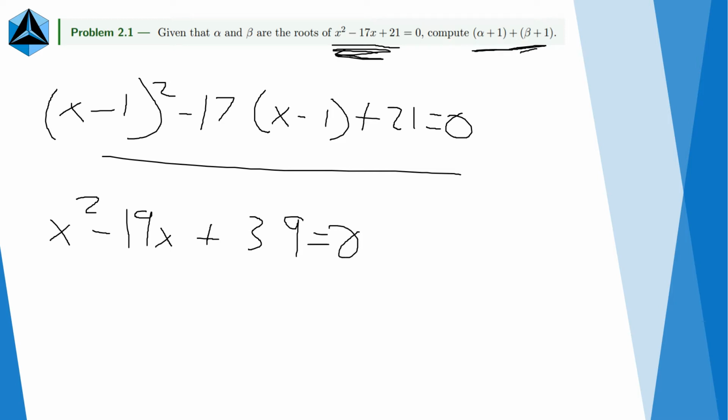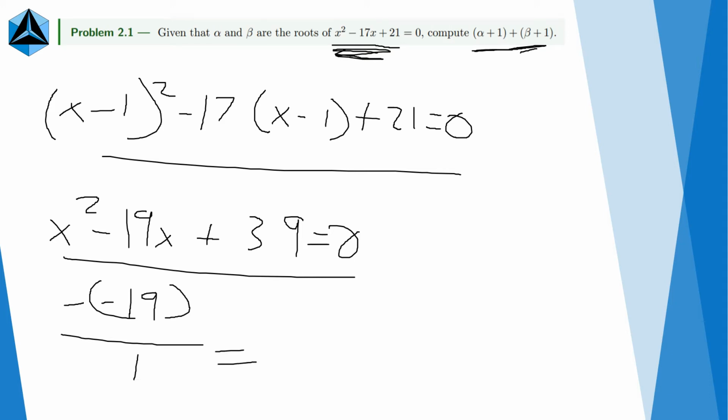So now we just want to find the sum of alpha plus 1 and beta plus 1. So that's the sum of the roots of this equation. So we can just use Vieta's formula. So that's just negative 19 over 1, and we're done. That's just equal to 19.